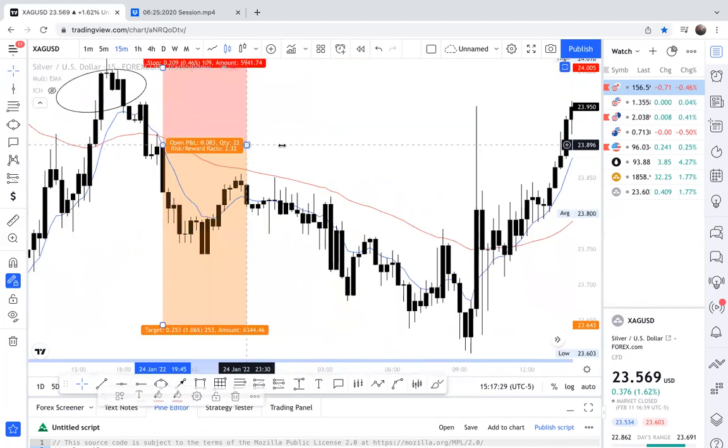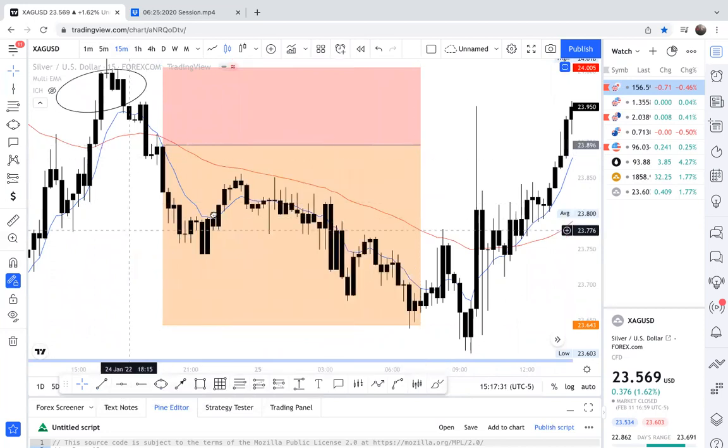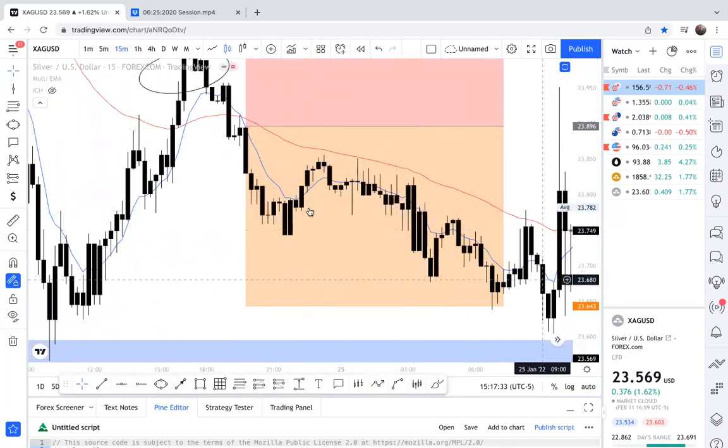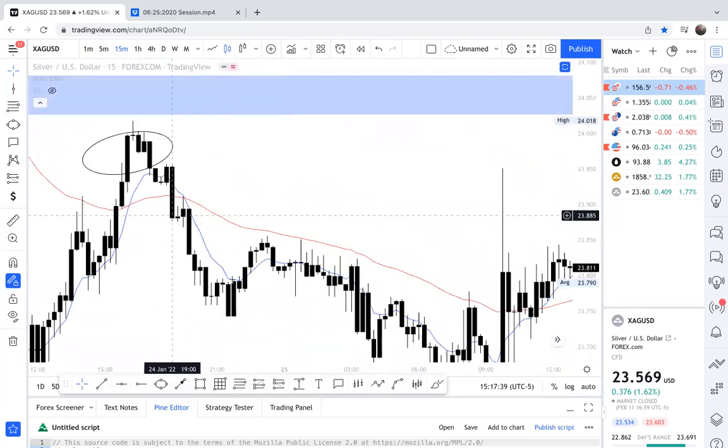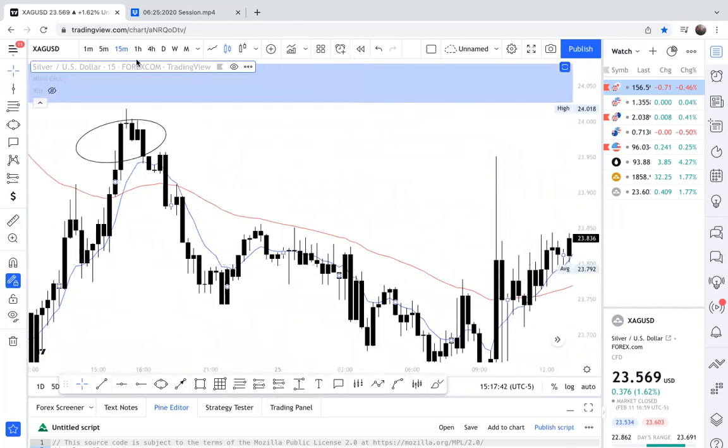So I'm not trying to force trades. I'm going off of what the market gives me. As you can see, price drops down and hits that area. You can do this multiple times. Now, when we take that entry, we got our pips and got out of the market.